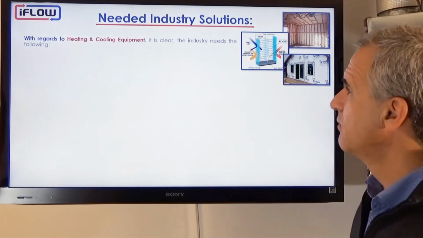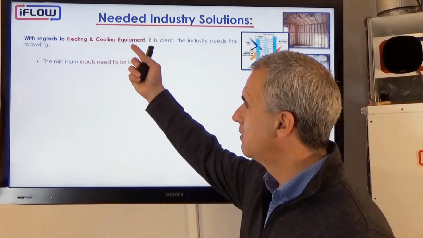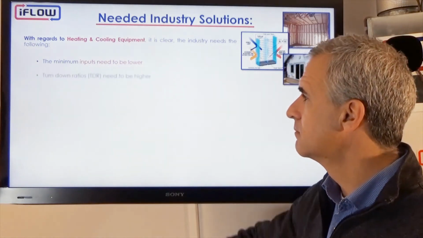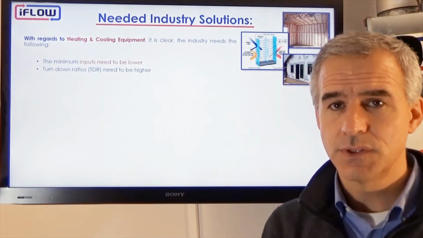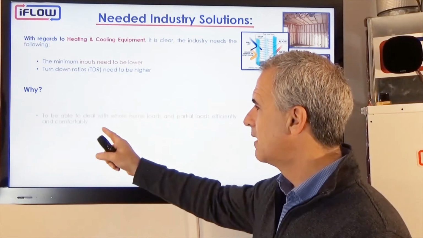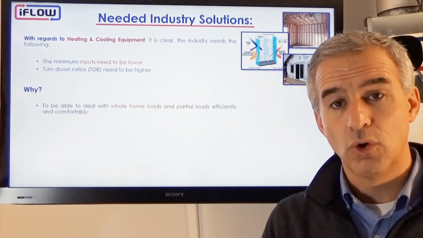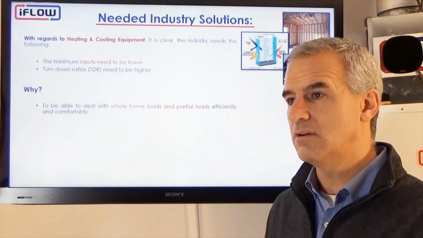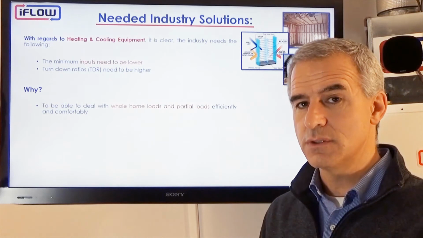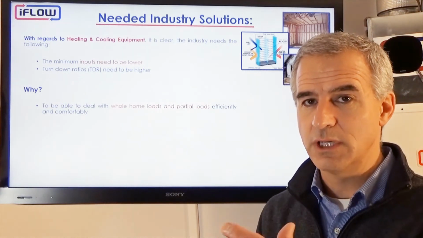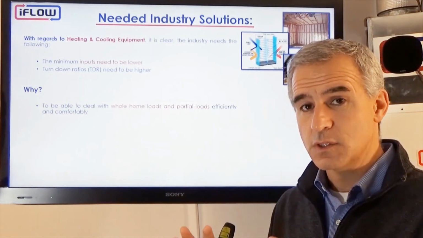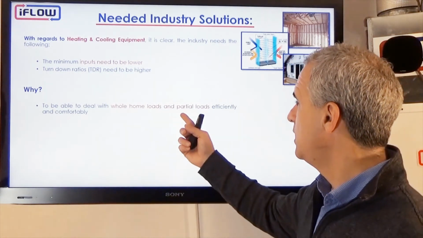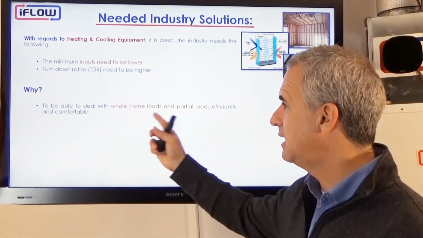So just to wrap up, on the heating and cooling equipment, what we need is lower minimum inputs. We need better turn down ratios. And why? Because we need to be able to deal with the whole home loads, and we need to deal with partial loads. And if we're going to solve some of the stratification issues, the only way to do that is zoning. So now we're going to be taking those small minimum inputs and dividing them up even smaller. So we need to be able to deal with those part loads efficiently and comfortably.